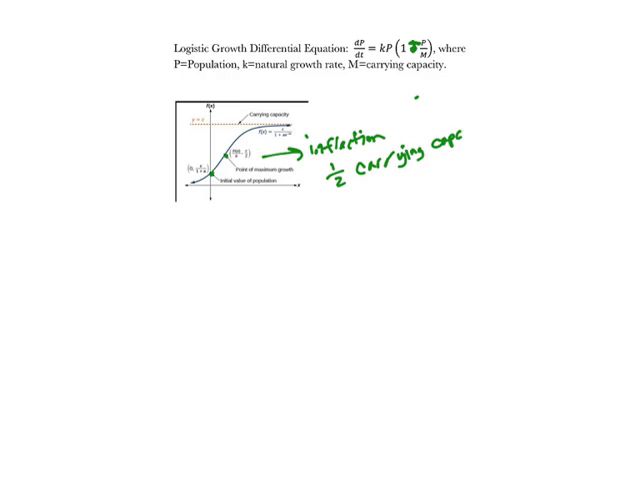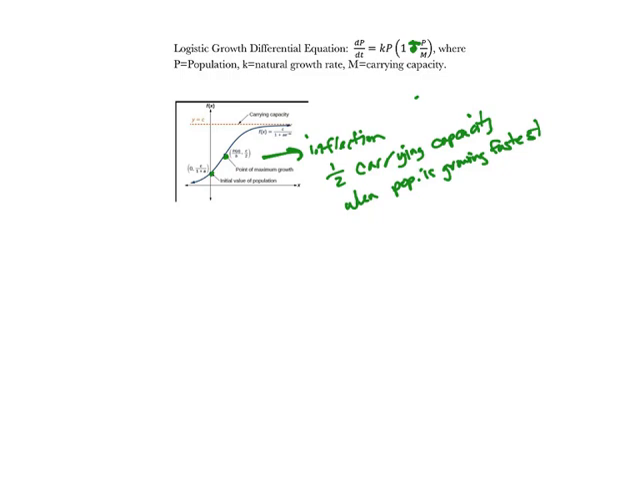And what they like to ask is, when is the population growing the fastest? And the population is growing the fastest at half the carrying capacity. So when it's changing, or when the population is growing fastest, that happens at half the carrying capacity.